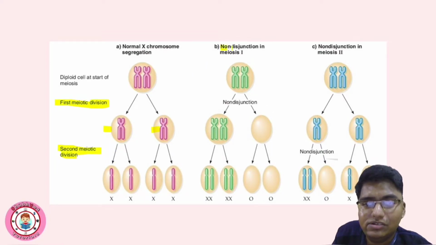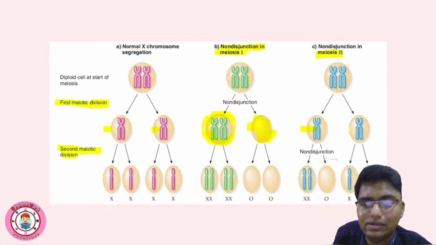Now, if non-disjunction occurs in meiosis 1, both chromosomes will go into one cell only. The other cell will not have any chromosomes. So this is non-disjunction occurring in meiosis 1. The other cells have two chromatids; in the normal there is only one, but in this there are two. So this is an abnormality.